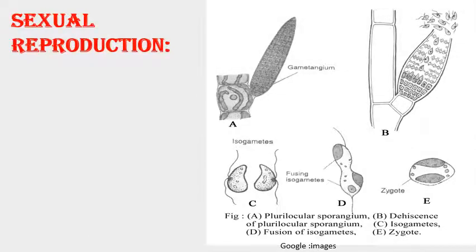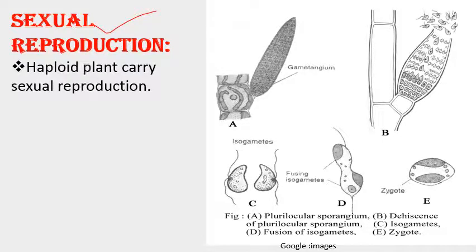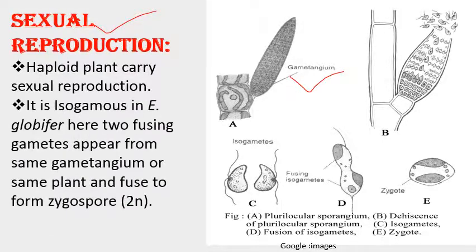The next is sexual reproduction. In sexual reproduction, the haploid plant behaves as the sexual plant and produces this structure, which is known as a gametangium. A gametangium is a structure that produces gametes. So it is isogamous in the case of Ectocarpus globifer.